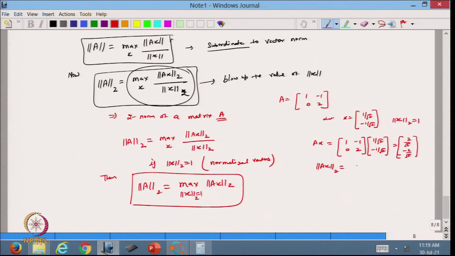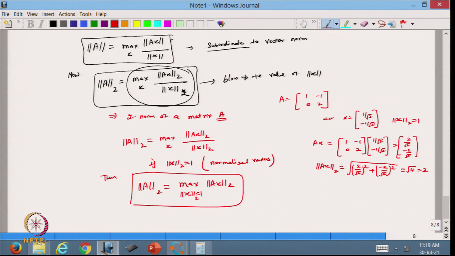So, if I take the square, it will be 2 by root 2 square plus minus 2 by root 2 square under the root, and that is 4 by 2, because I am taking its square. So, 4 by 2 plus 4 by 2. So, the value is coming 2. So, now my norm of Ax is coming 2.